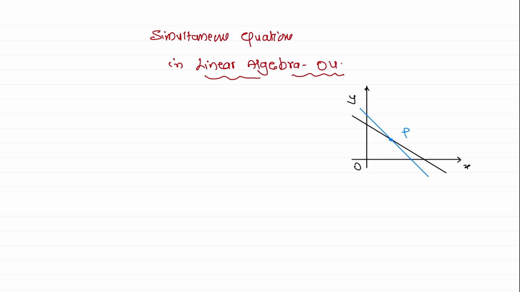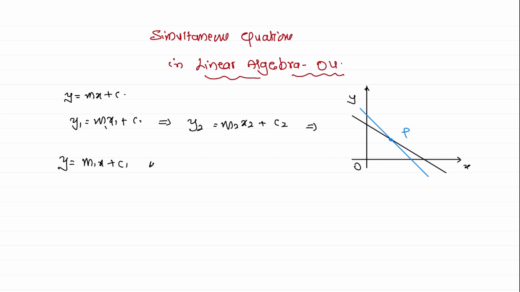A straight line is represented by y is equal to mx plus c, or we can say the first straight line as y is equal to m1x plus c1, and the second is y is equal to m2x plus c2. Then these two straight lines are independent of each other, meaning one straight line formation is not dependent on the other straight line formation. Both the straight lines are independent.